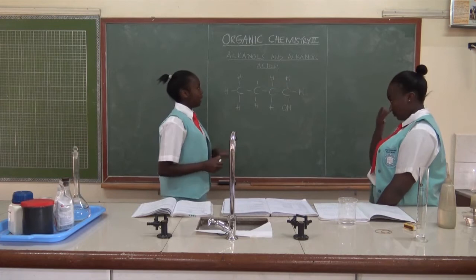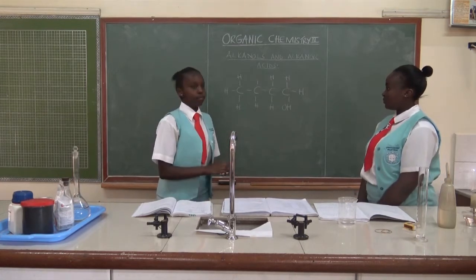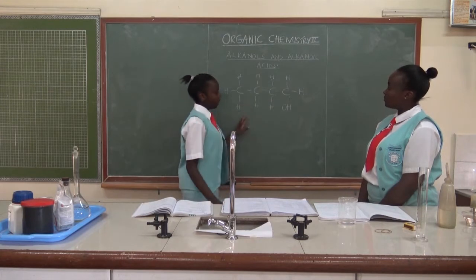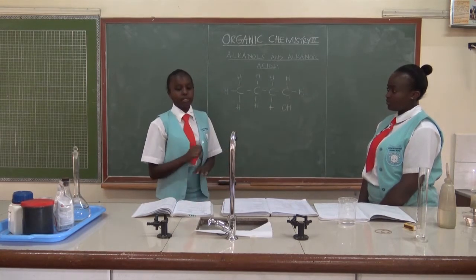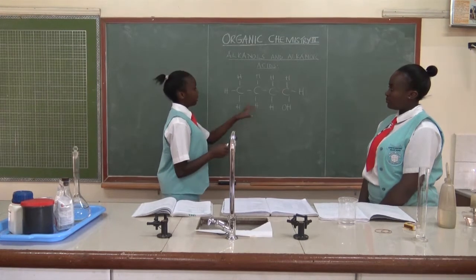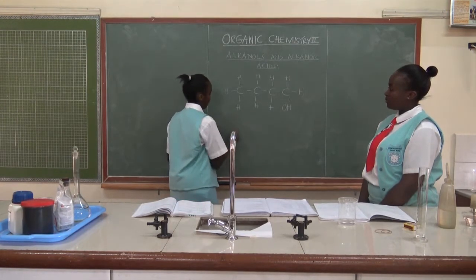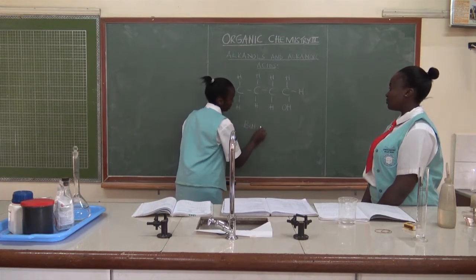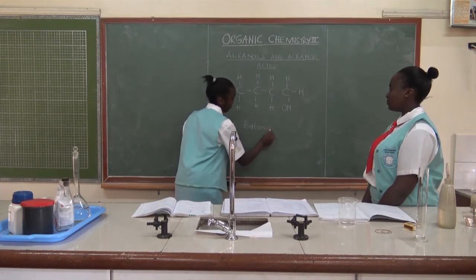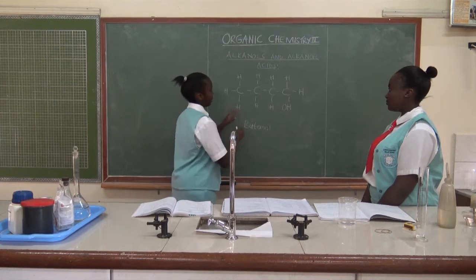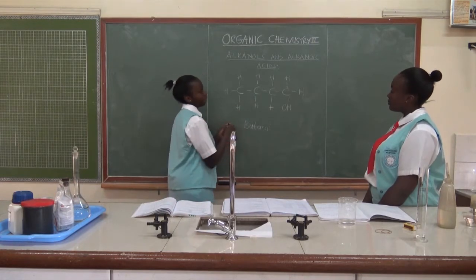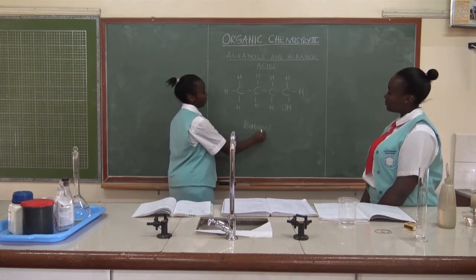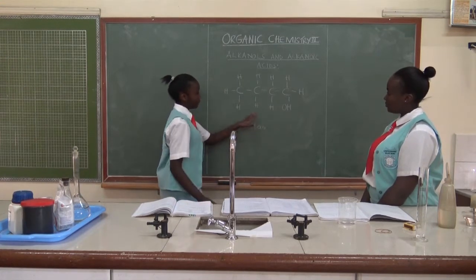if you're given such an alkanol, this is butanol. So in order to name it, you have to first identify the longest carbon chain containing the hydroxyl group. So that is butanol. Then, since you know it's butanol, you get the first name from this name. So you remove the oil to get butan.